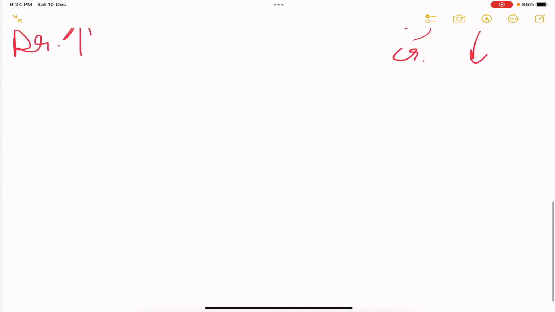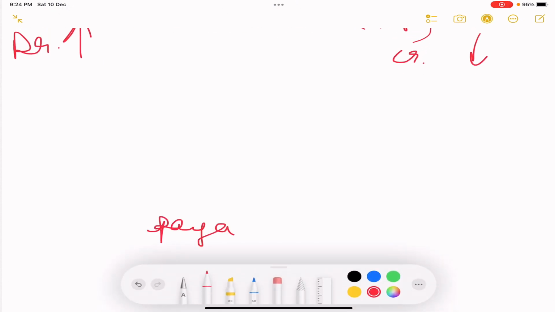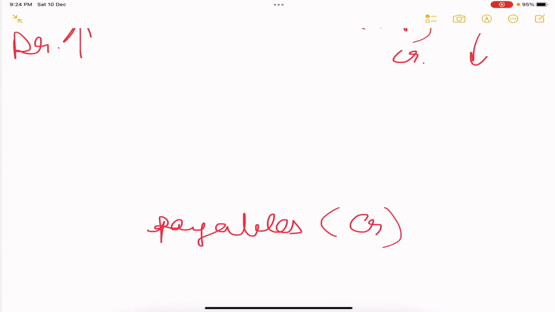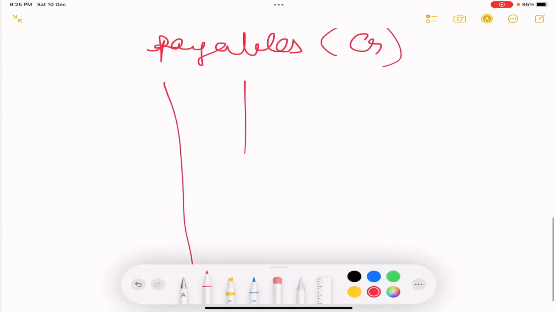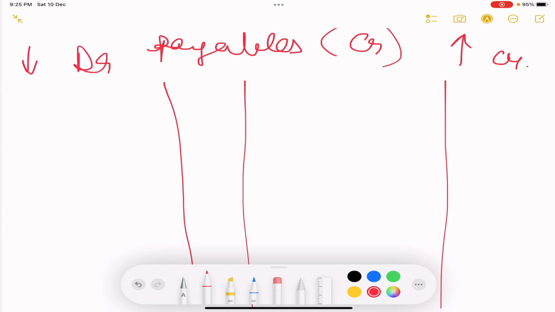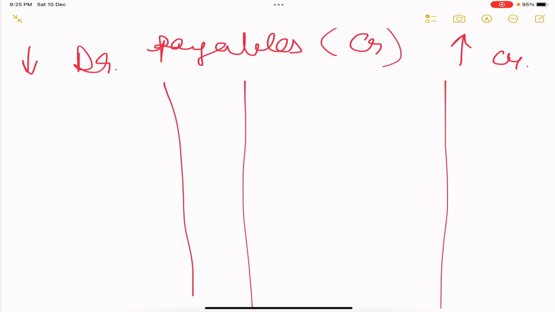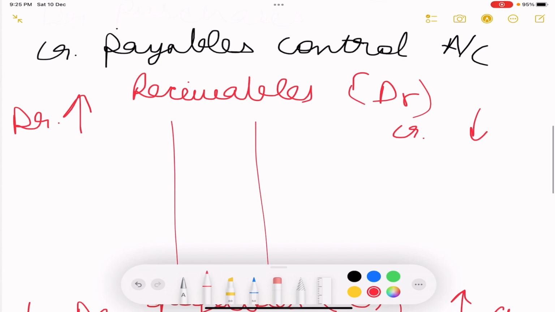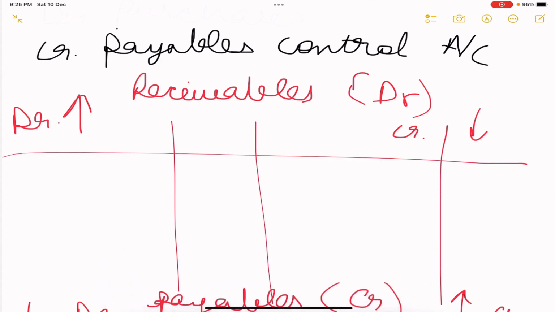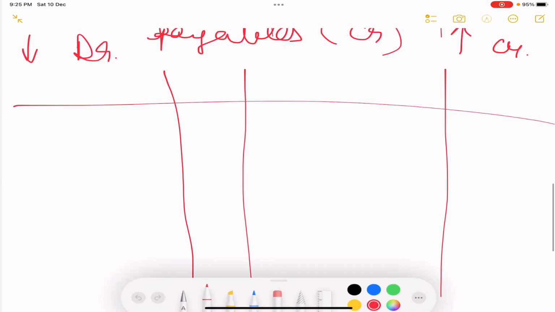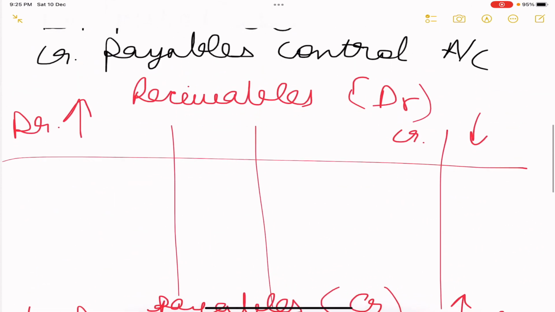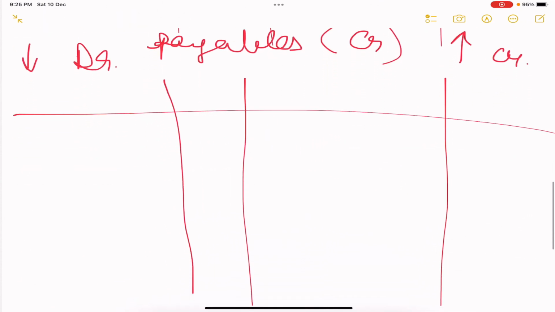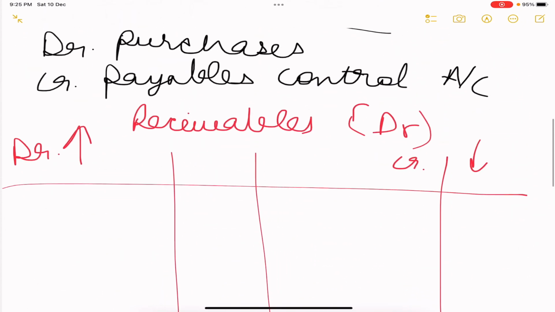Now, what about payables? What is the balance of payables? The balance of payables is credit. That means that whenever my payables are increasing, it will get credited, and whenever my payables are decreasing, it will get debited. Why? Because the balance of the payables is credit. We know this also. Okay, so this is very simple. We know that receivables have a debit balance because it is an asset, and payables have a credit balance because it is a liability.